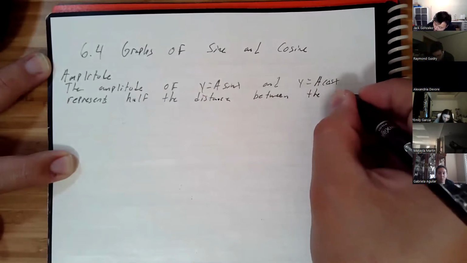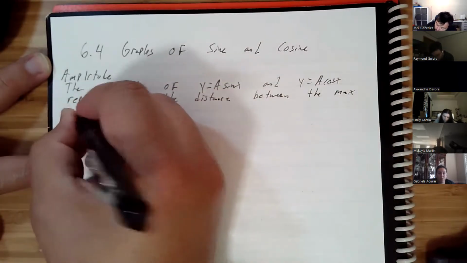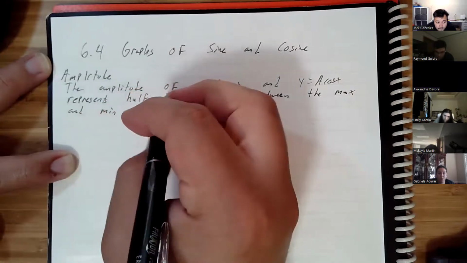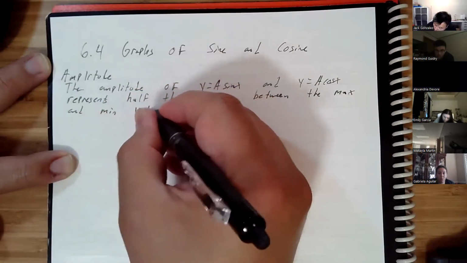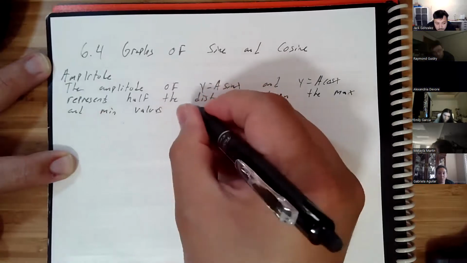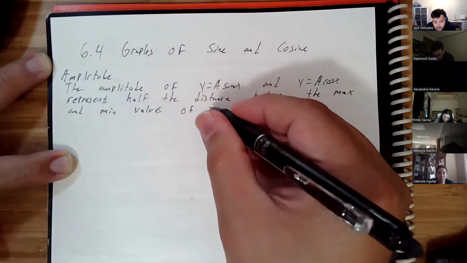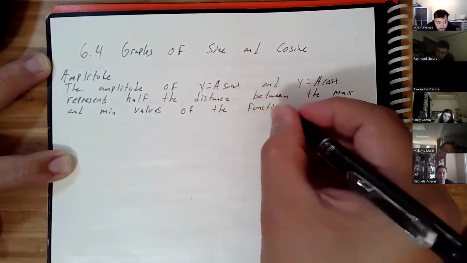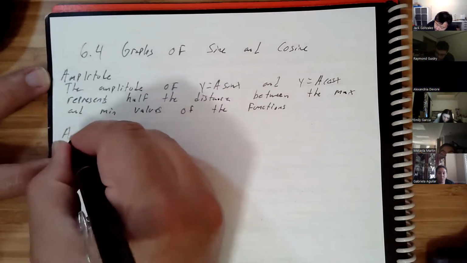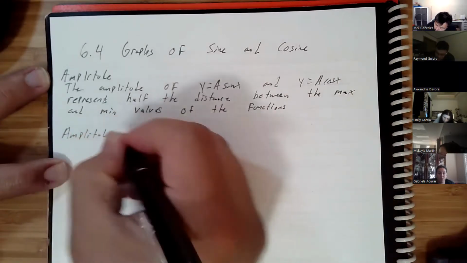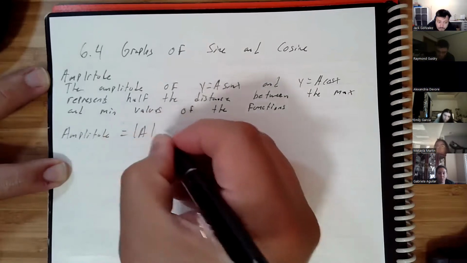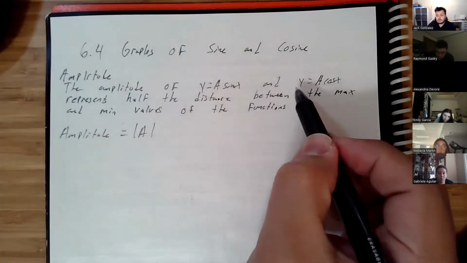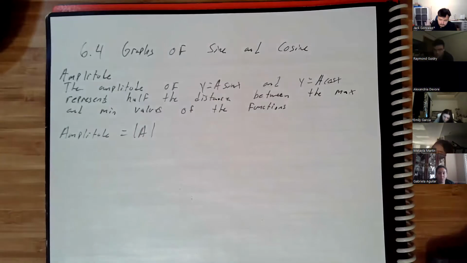The max and minimum values of the functions. Amplitude will be equal to the absolute value of A that is in front of the sine and cosine. So whatever number is in front of sine and cosine, take the absolute value, and that's your amplitude. That's it.